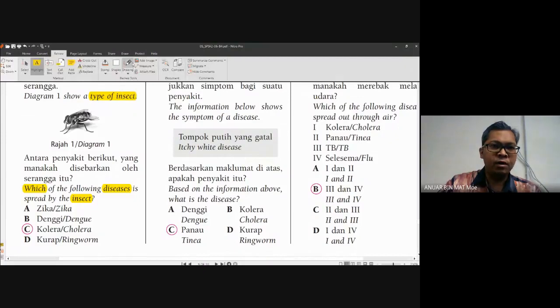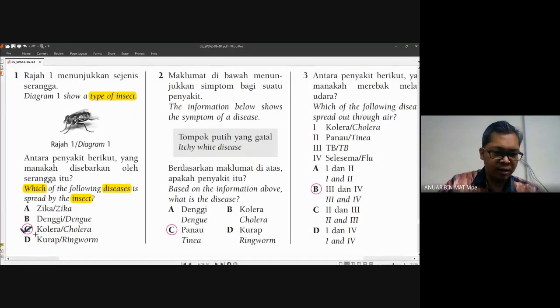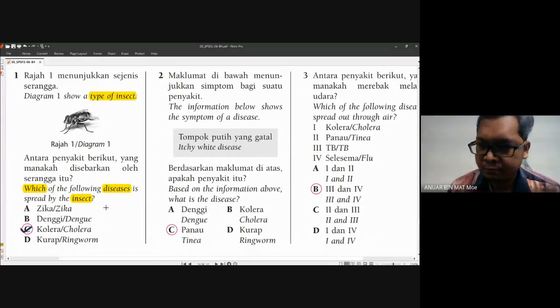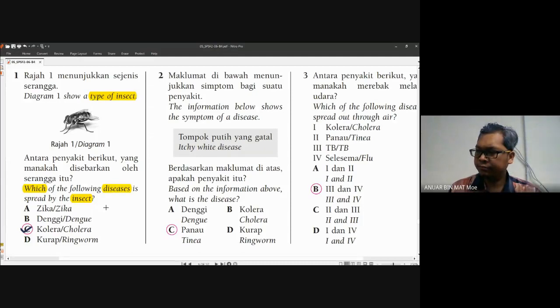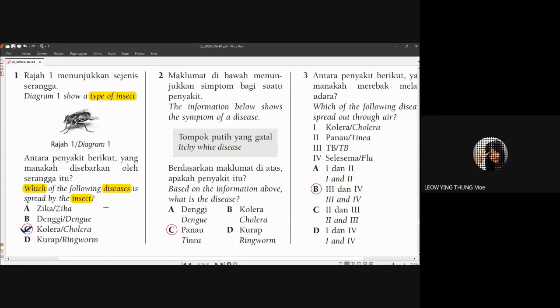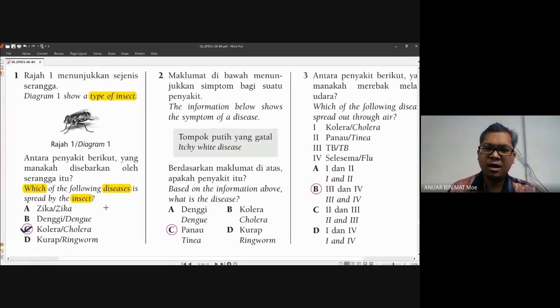So the answer for question number 1 is cholera. Zika. What is the medium for Zika? It is mosquito. Yes, Zika is carried by the mosquito, and the mosquito is an example of a vector. How about dengue? Dengue also mosquito. Yes, very good. Dengue also mosquito, and we can say mosquito is a vector.